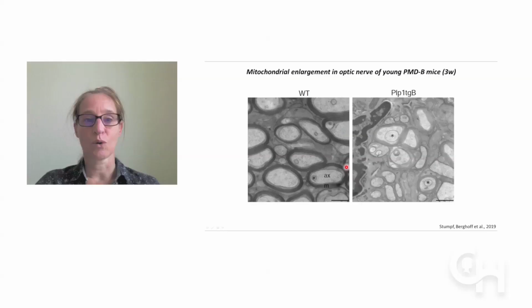And indeed, here in wild-type mice at 3 weeks of age, we see some mitochondria, you can see them here, and they're small and scarce. However, in our PMD model, we see that the sizes of mitochondria have increased, and also the numbers of mitochondria are increased, implying that also in these PMD mice, where the genetic defect is only in the oligodendrocyte, not in the axons, axons experience energy deficits.